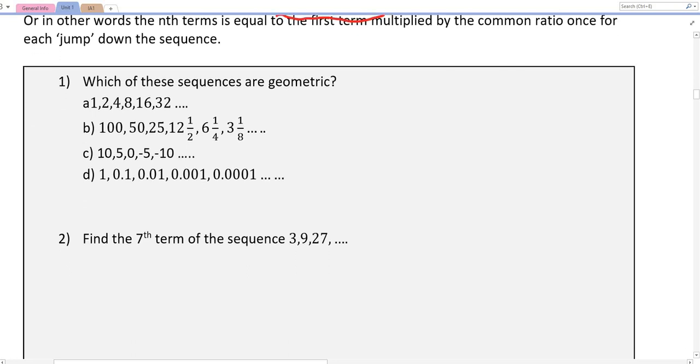Which of my sequences are geometric? Let's pretend I had a bracket there. 1, 2, 4, 8, 16, 32, geometric? Yeah. What's the common ratio? 2. Sorry, I should have set up here r equals 2. Next one, 100, 50, 25, 12 and a half, 6 and a quarter, 3 and an eighth. Geometric. Yeah. This one as well. What would my r be here? 0.5. Right.